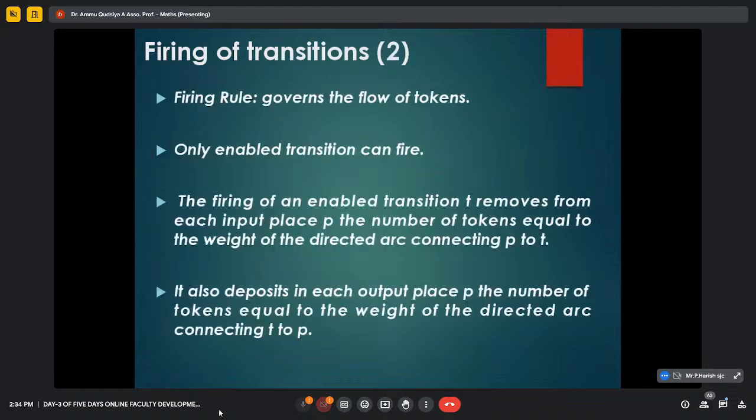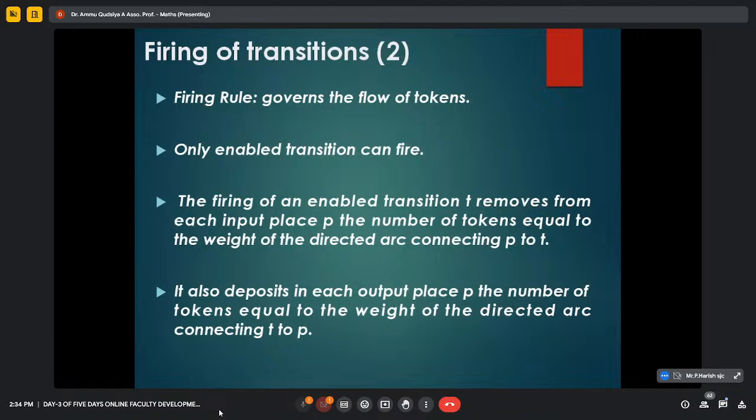So the firing of an enabled transition removes from each input place the number of tokens equal to the weight of the directed arc connecting P to T. In the same way, it will deposit in each output place P the number of tokens equal to the weight of the directed arc connecting T to P. This is what happens when a transition fires.